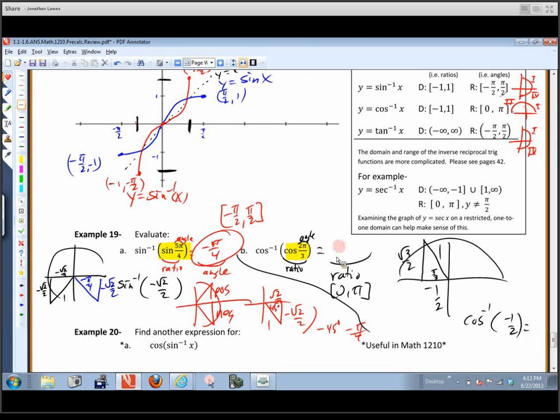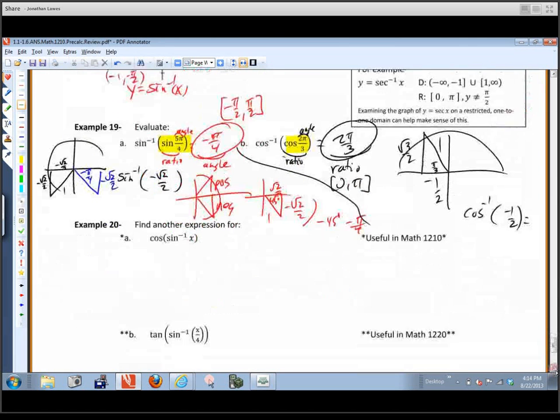So on this one, the answer is that angle right there. So we started with that angle, we took the cosine of it, we got a ratio from that, and then we took the cosine inverse of that, and we got right back here. And the reason that this one is the angle that we started with is because that angle lies in the range for cosine inverse. All right? Now we've got a couple more problems to take a quick look at.